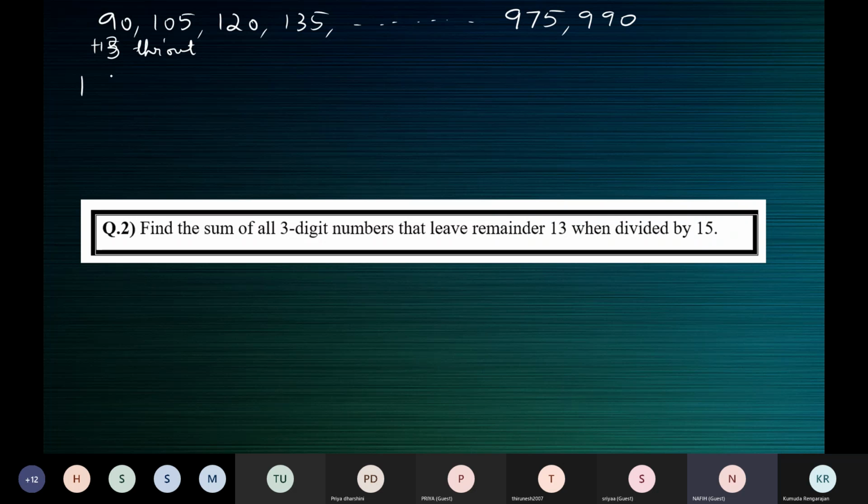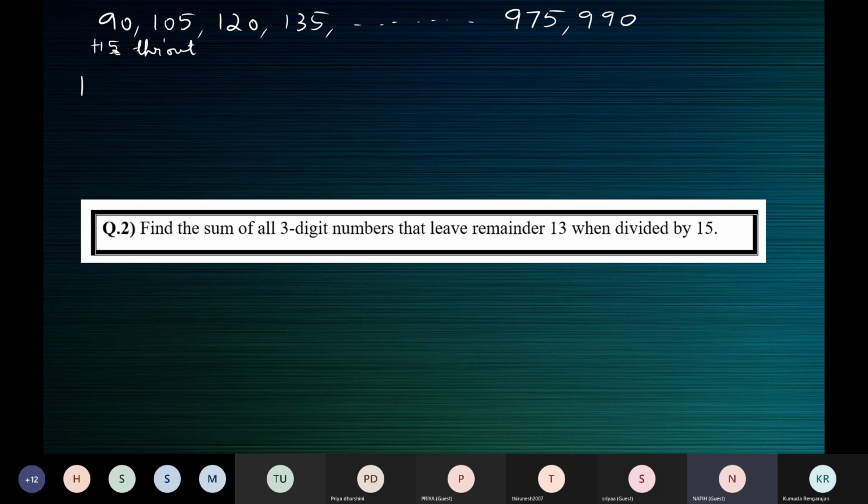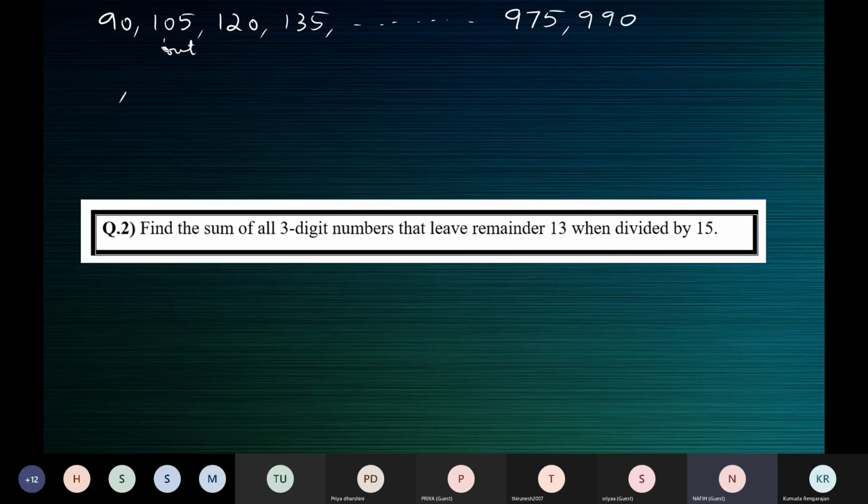Sorry, 13. Let me make it more clear, children. One minute. Add 13 to all the numbers, children. Let me show it like this. Add the remainder.